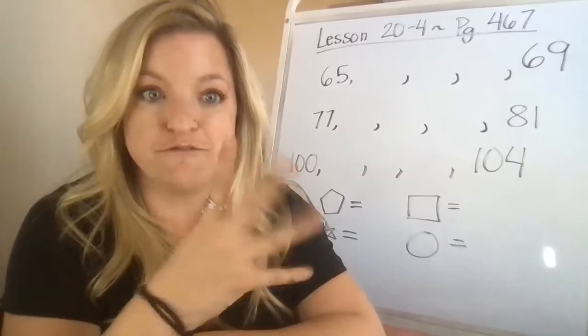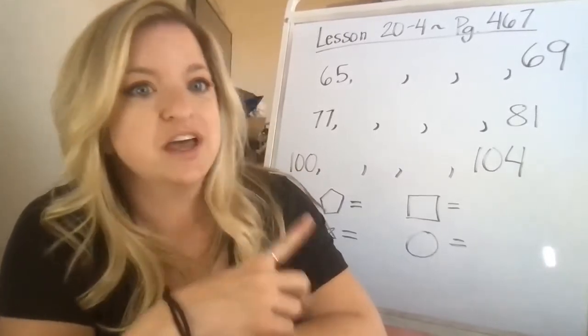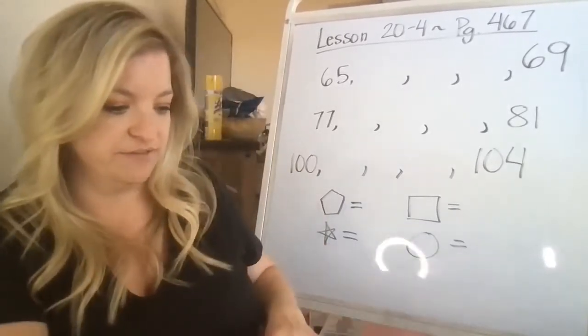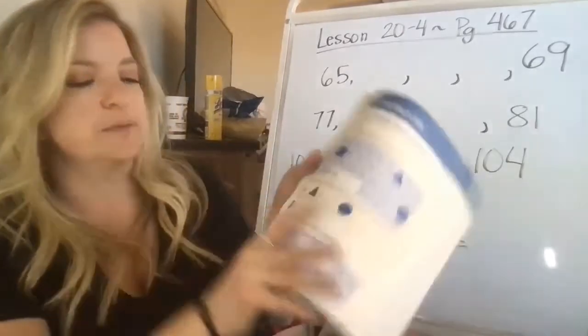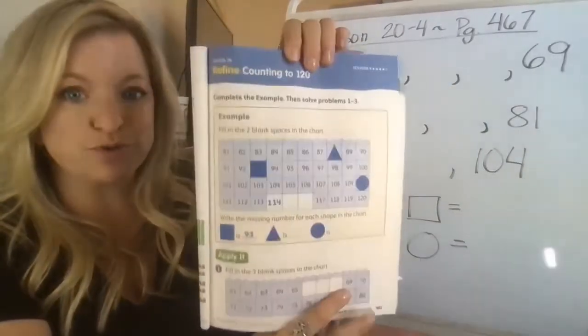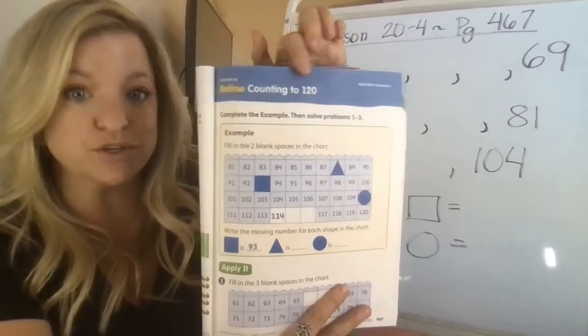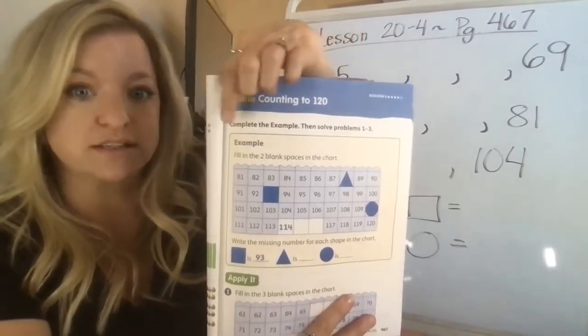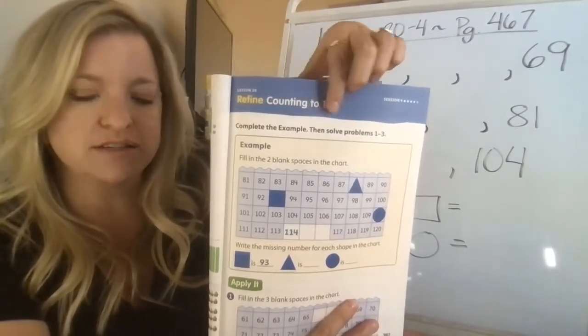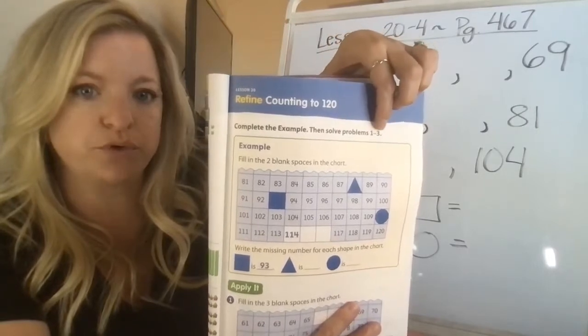We're on session 4, only 2 more days to go. And we're on page 467. It looks like this. Up at the top it says refine, which means we're really getting good at counting to 120. It says complete the example, then solve problems 1 through 3.